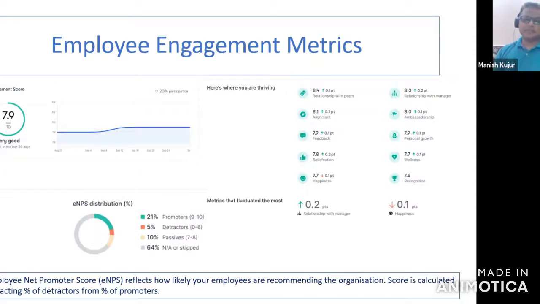And then 10% are passive. Passive responses are neutral; you can say they are neither promoters nor detractors. They are rating almost 7 to 8 against each and every metric. And then 64% of people skipped and didn't rate. So this is how we can calculate it: the percentage of promoters minus the percentage of detractors gives your employee net promoter score. This is how you can see it here.